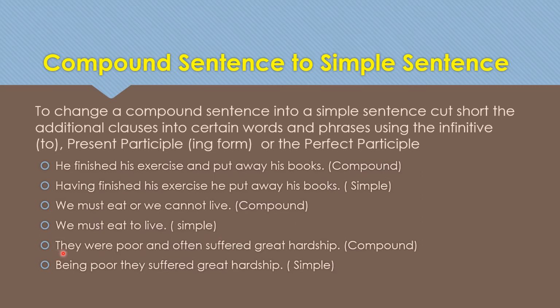The third sentence: they were poor and often suffered great hardship. Compound. They were poor, main clause. They often suffered great hardship is the second main clause, joined by and. Therefore, this sentence is a compound sentence. And you change it into a simple sentence by using the ing form of the verb, or the present participle. So you use being. Being poor, they suffered great hardship. Simple sentence.